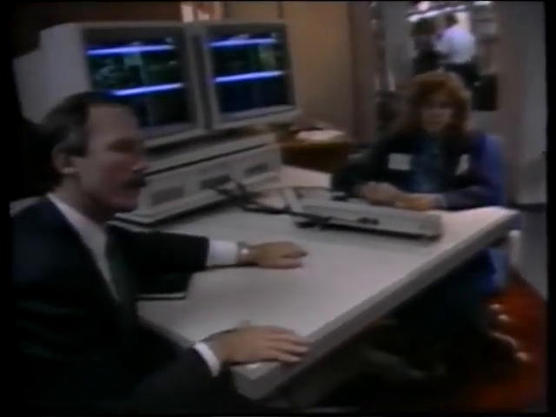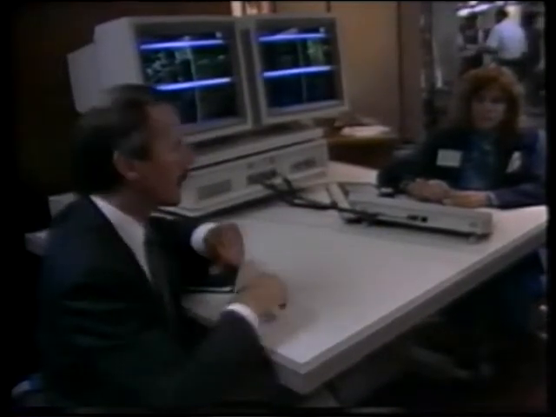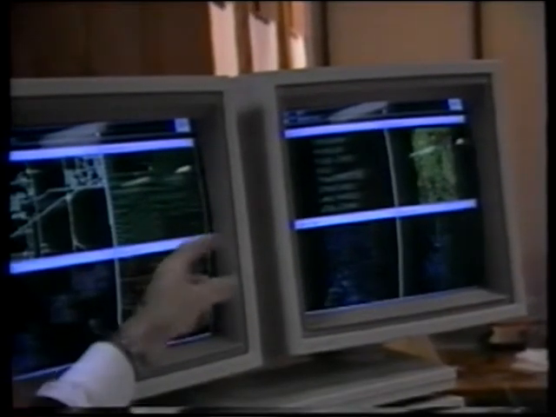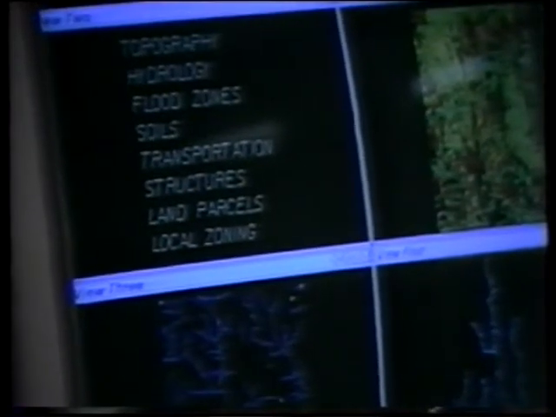Intergraph Corporation shows you how a GIS can be used to find the best place to site a new manufacturing facility. Here's the problem. The plant must be close to year-round streams, within 1.5 miles of a major four-lane road, be on flat ground, and must have access to sewage facilities. Let's see how the GIS can be used.